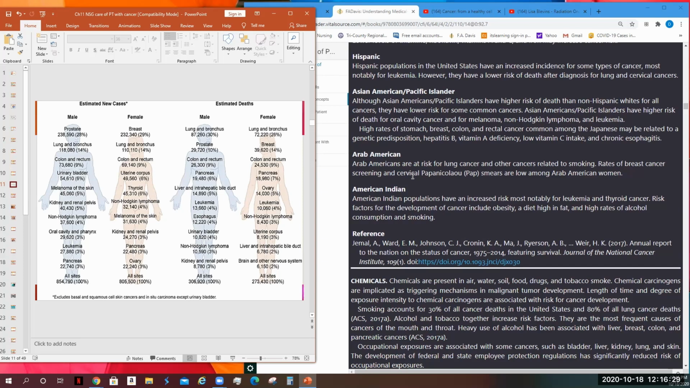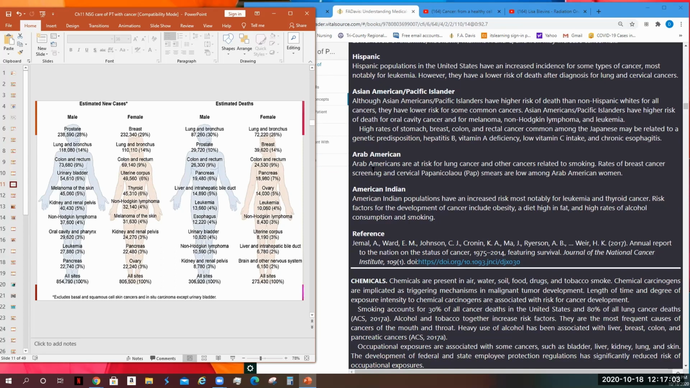Asian Americans/Pacific Islanders have a higher risk of death for oral cavity cancer and melanoma, non-Hodgkin's lymphoma, and leukemia. High rates of stomach, breast, colon, and rectal cancer are common among the Japanese, and may be related to a genetic predisposition, hepatitis B, vitamin A deficiency, low vitamin C intake, and chronic esophagitis.